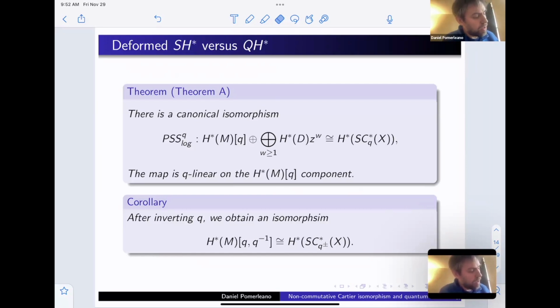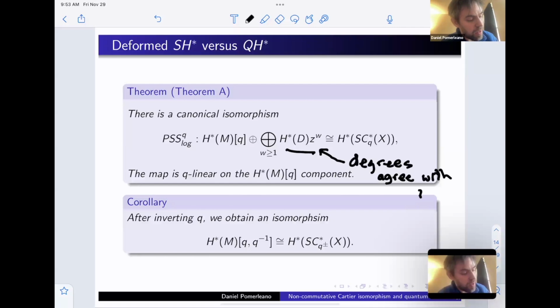There's an isomorphism between the cohomology of M adjoin Q, and a direct sum of various copies of the cohomology of the divisor and this deformed symplectic cohomology. This is going to be a version of the PSS isomorphism, but for this deformed symplectic cohomology. One thing to say is that the degrees agree with the cohomological degree. This formal variable Z that I have here is just a formal variable, and it has degree 0, with the H star of D grading.